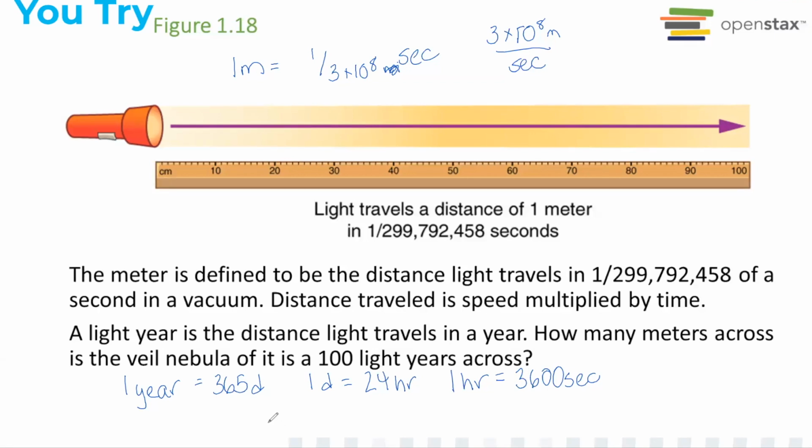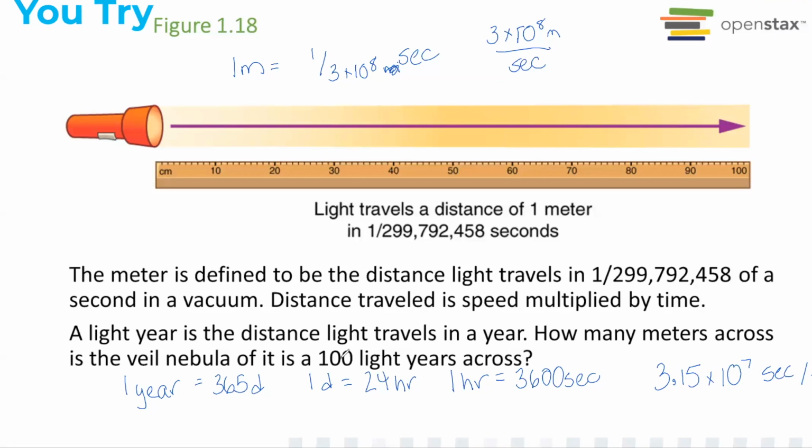So 365 times 24. And I think time is one of the most intuitive conversions that people usually do, but you guys did really well. So I got 3.15 times 10 to the 7 seconds in a year. Seconds per year.